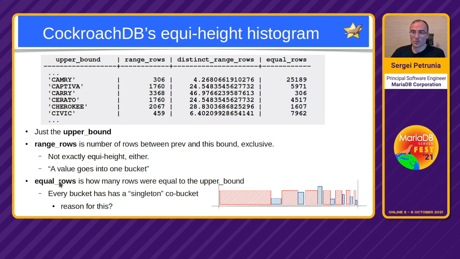An interesting thing is that they also store how many rows were equal to the upper bound. So basically, this means that after each bucket, you also have a singleton bucket, which has just one value that was a bucket bound and got its own bucket, denoted here in blue. I'm not sure whether this is just a number that they got for free from their collection algorithm, or there is some deeper idea behind it.